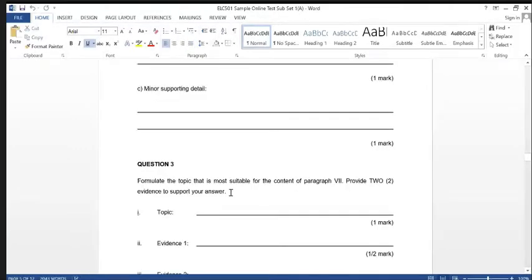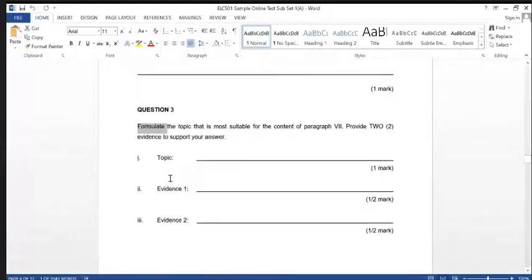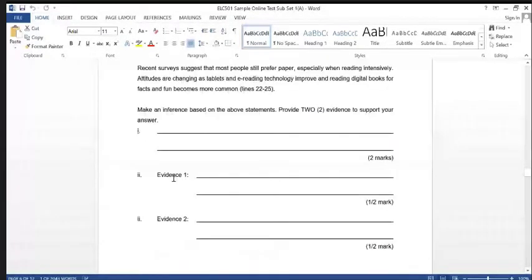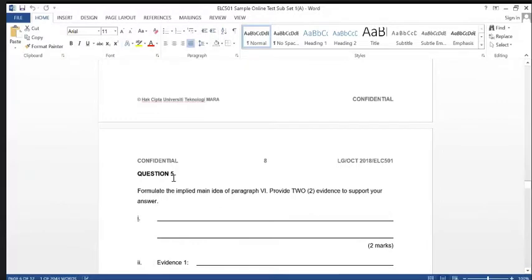What comes to your mind the moment you see the word formulate? It means that you have to come up with it yourself. It's not a copy and paste answer. All right. Same. Okay. I'll just show you. See, implied main idea. I've taught you the difference between stated and implied, right? Stated is already there. Implied, you have to write your own.